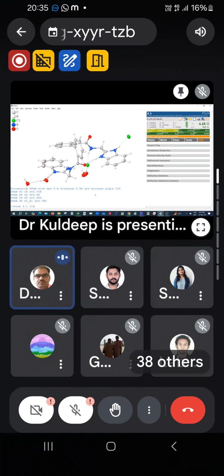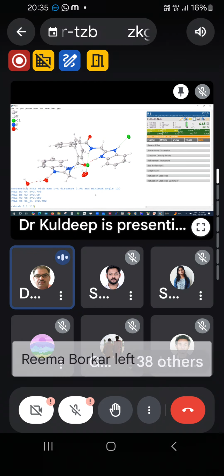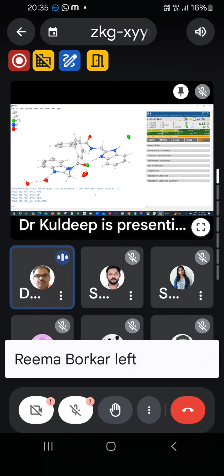So it depends on your choice up to which distance you want to go, up to which angle you want to go. Okay, and then I will refine it. Then it will write all these values into the zip file. Okay, then how to display the hydrogen bonding here?